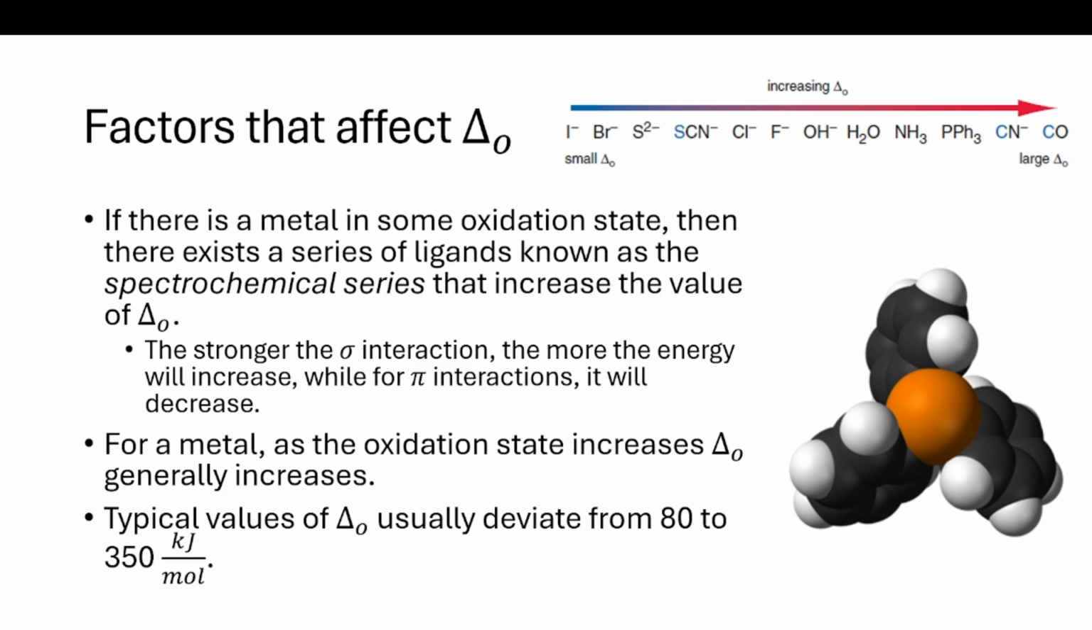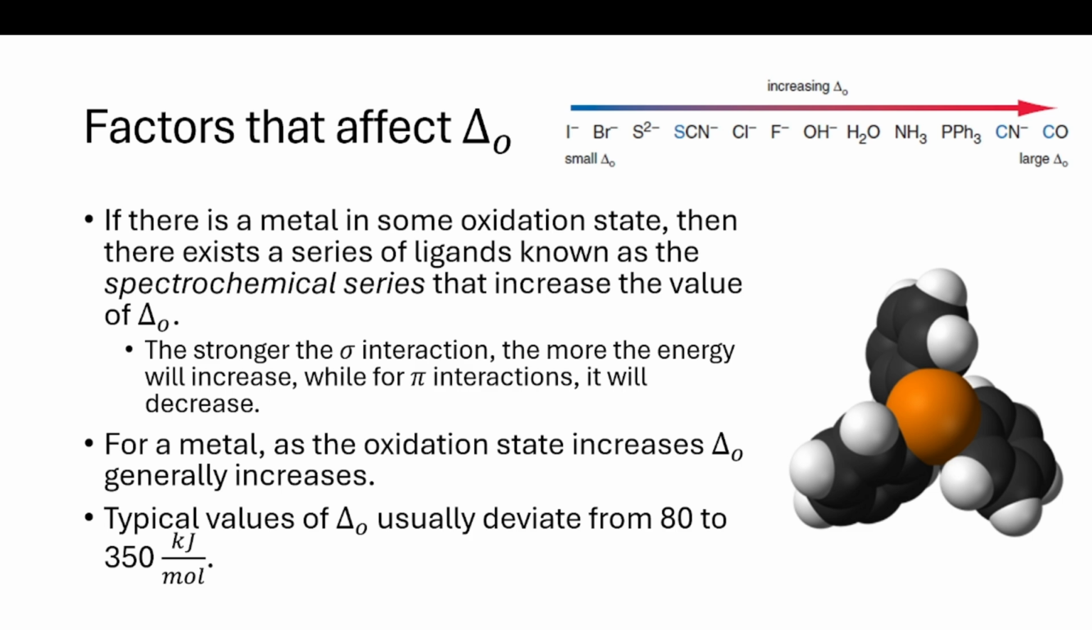And you can see in the top right, as we go along the series, that octahedral splitting energy is going to get bigger, bigger, and bigger. That's because, compared to something such as the iodide ion, something such as carbon monoxide is going to yield a stronger sigma interaction, which is going to increase that splitting energy. However, for something such as pi interactions, if we have a ligand that engages in pi interactions more than sigma, then the splitting energy will actually decrease.